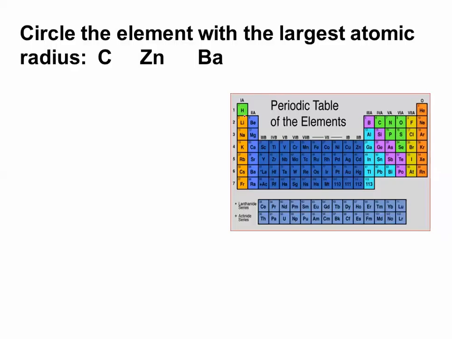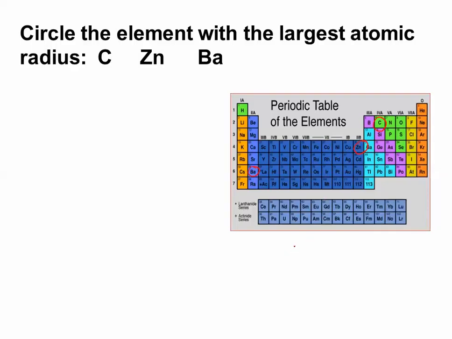All right, we got one more here, I think. Circle the element with the largest atomic radius. So we're looking at carbon, and I'm circling these just so we know where they are in the periodic table. Barium and zinc. Where's zinc hiding? There's zirconium. All right, there is zinc.